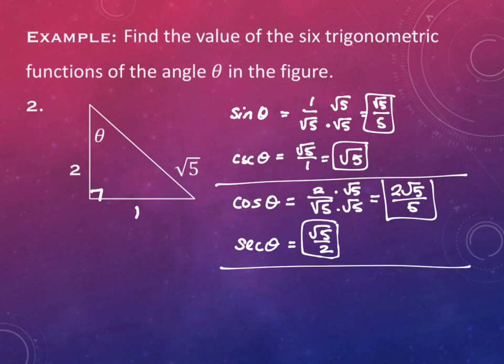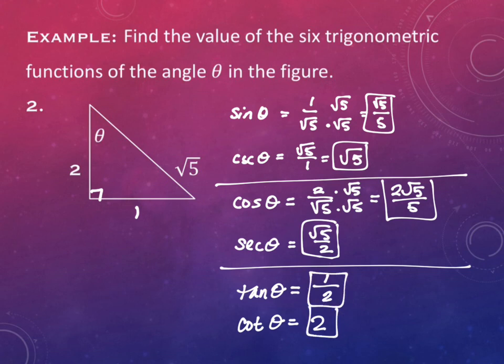And then we're going to do tangent and cotangent. So tangent should be opposite over adjacent. Opposite is 1. Adjacent is 2. No radicals involved, so that's friendly. And then for cotangent, it would just be 2 over 1, which simplifies to 2. Okay? So these are our 6 trig values for this one.